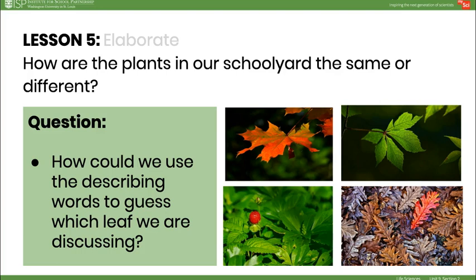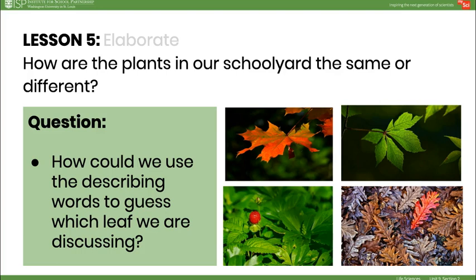In the Elaborate, ask students to observe the leaves shown here and turn and talk about the ways they are all the same. Be sure they know that all leaves have a similar function, getting light for the plant. Ask this question and direct their attention back to the list of describing words created. Then use these words to play a guess which leaf game, where one student describes a leaf and another one tries to guess which one they are describing.